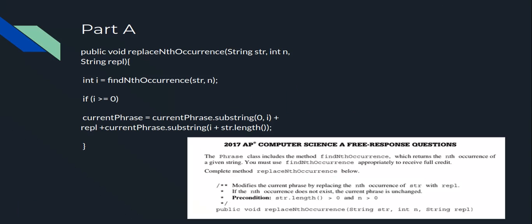And then I added string repl, which is short for replace, and that is whatever we want to replace the nth occurrence of str with. And then I put a substring that is the second half, or the rest of the word, after string str that we wanted to replace. I'll give you a moment to copy down the code.